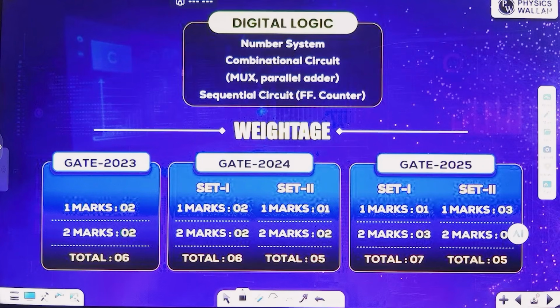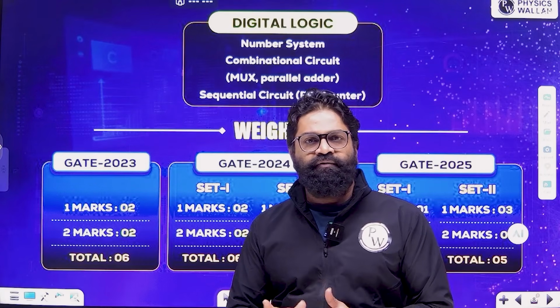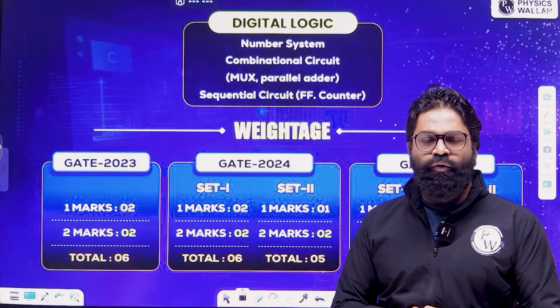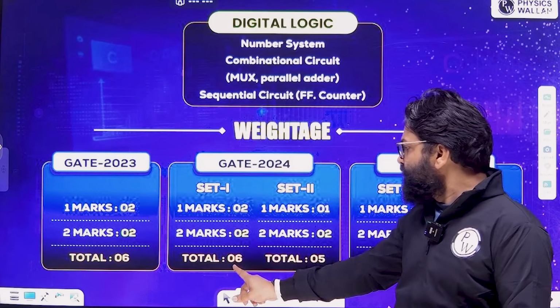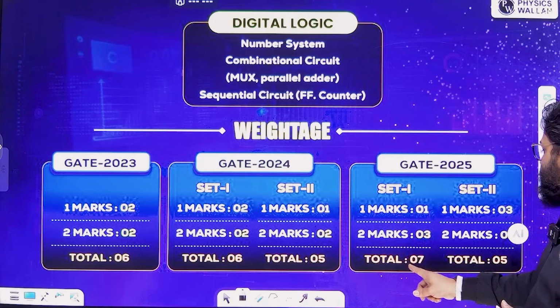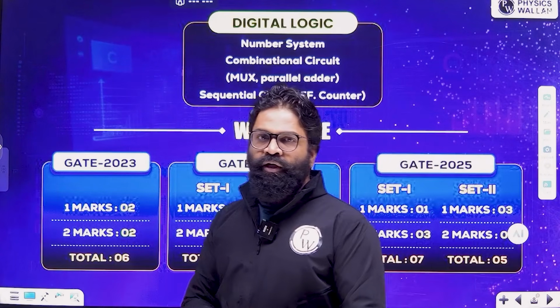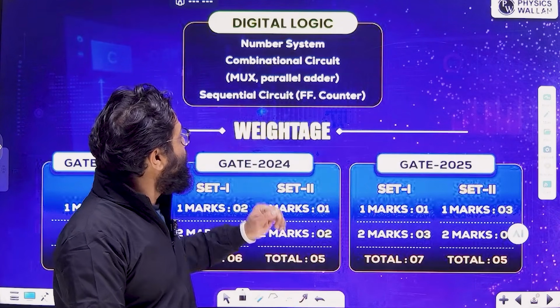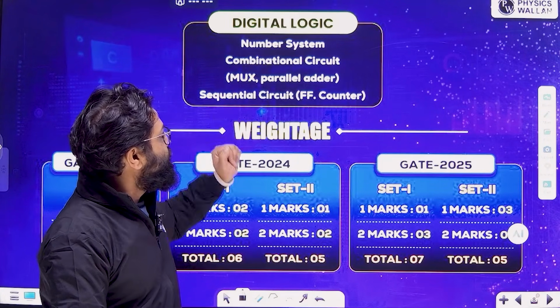Let's talk about another one, digital logic. Sometimes people say that you will get free marks if you prepare digital logic very well. On an average, 23, 6 marks; 24 set 1, 6 marks, set 2, 5 marks; 25 set 1, 7 marks, set 2, 5 marks. So digital logic is also very important, and the most important topics from digital logic are number system, combinational circuit and sequential circuit.